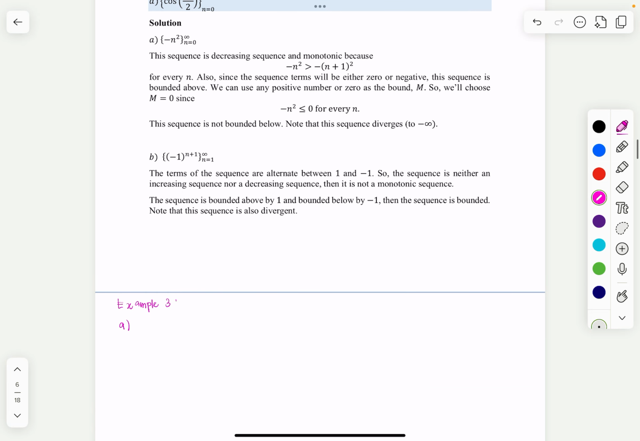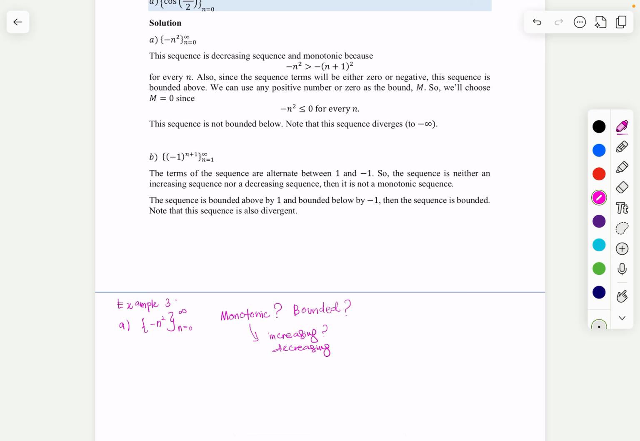Negative n square, so n from 0 to infinity. Okay, we want to check if it is monotonic, is it bounded. Okay, for monotonic, you need to check if the sequence is increasing or decreasing. Okay, we go one by one. We check first on the increasing or decreasing.